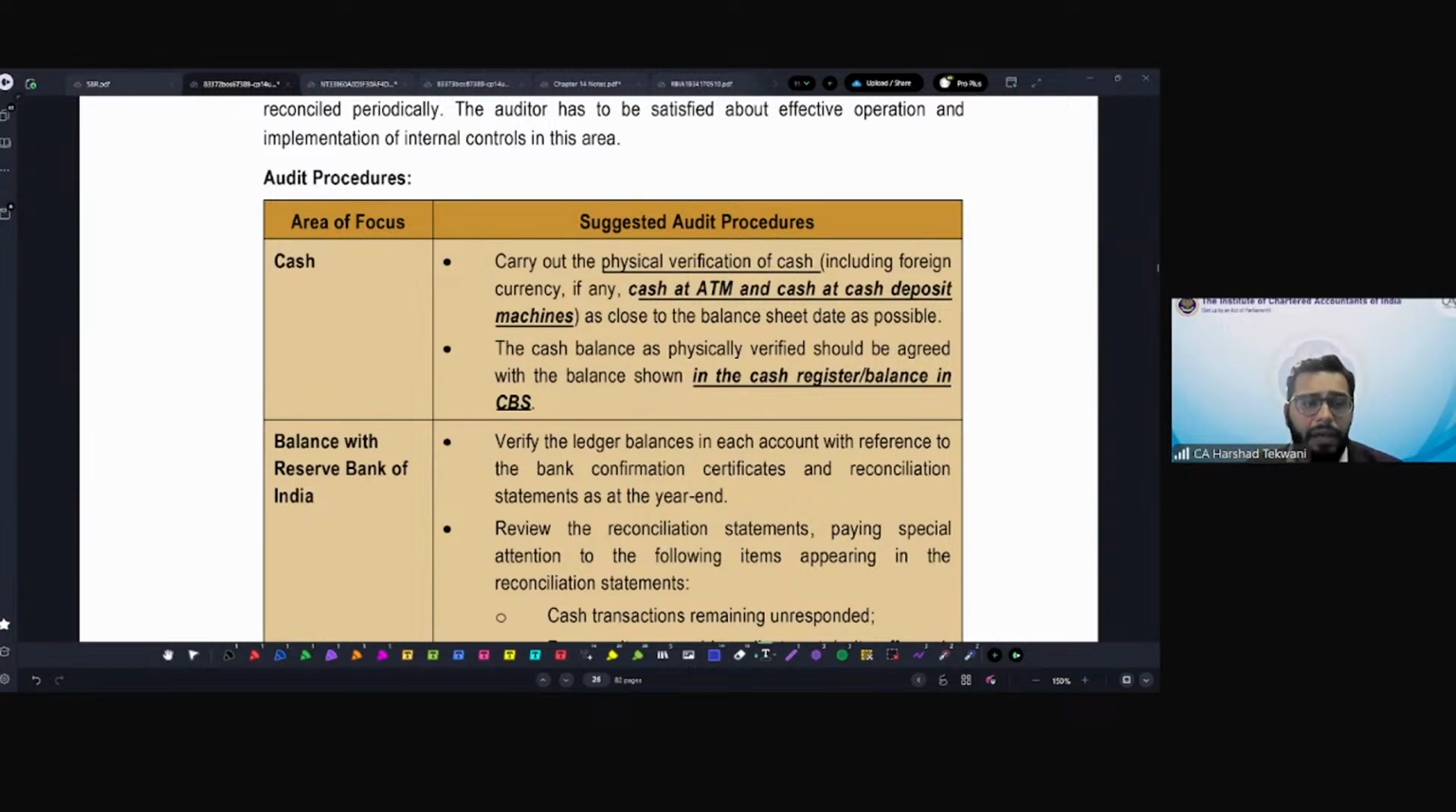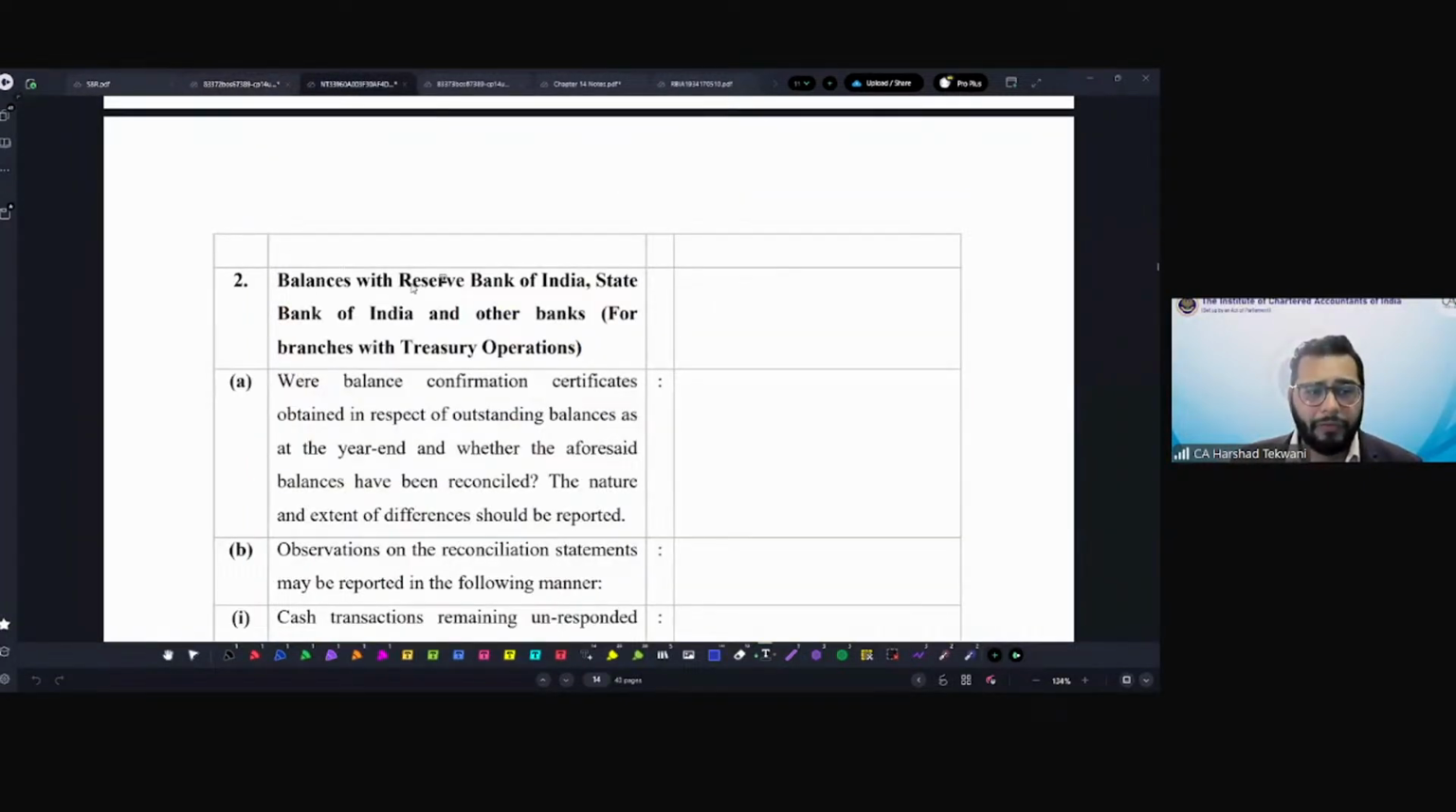Okay. Then, in the same way, you have reporting on the bank balances with the RBI. Now the auditor has to also report on this. The branch auditor has to report on the balances with the Reserve Bank of India.